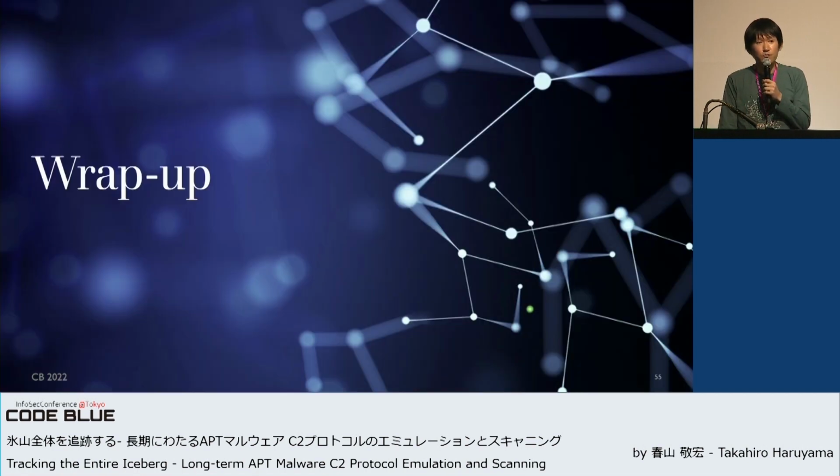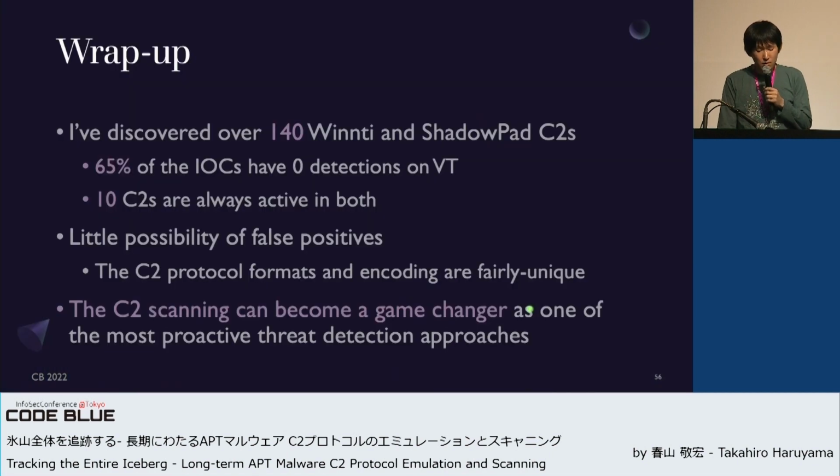I wrap up my presentation. By emulating the C2 protocols, then scanning the internet, I've discovered over 140 WinATI version 4 and ShadowPath C2 servers. At the end of last month, 65% of the IOCs had zero detection on VirusTotal. And around 10 C2 servers are always active in both malware.